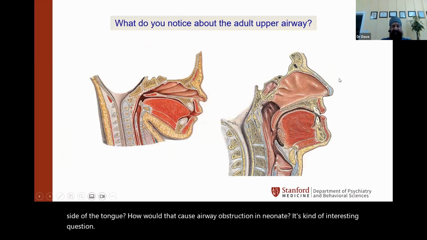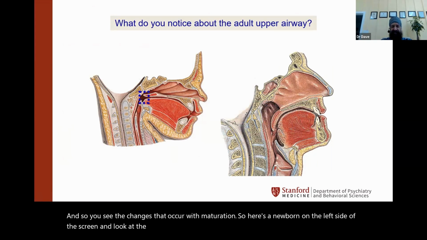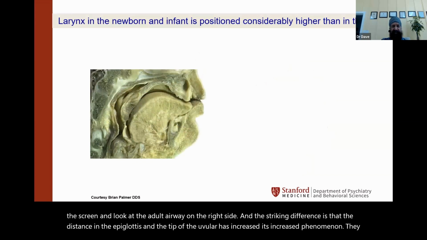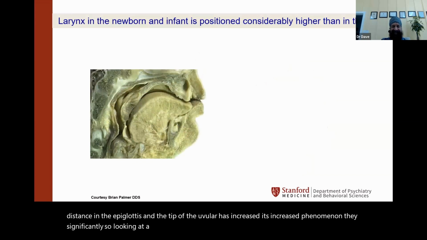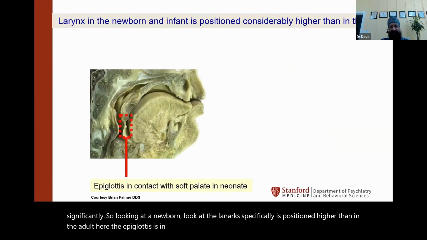And so you see the changes that occur with maturation. So here's a newborn on the left side of the screen, and look at the adult airway on the right side. And the striking difference is that the distance between the epiglottis and the tip of the uvula has increased. It's increased phenomenally significantly. So looking at a newborn, looking at the larynx specifically, it's positioned higher than in the adult. Here, the epiglottis is in contact with the soft palate.